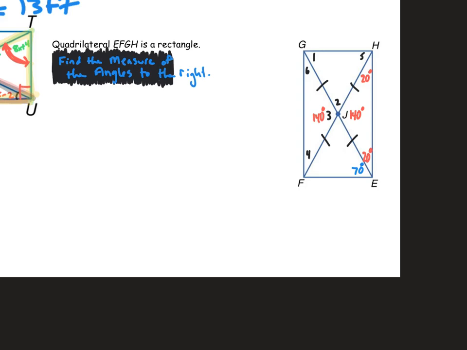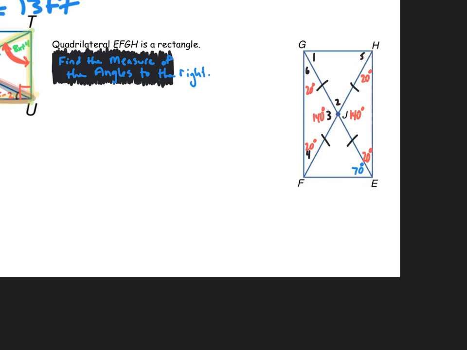And because these two triangles are congruent, these base angles will also be congruent. So that means angle 6 is going to be 20 degrees. And that also means angle 4 is going to be 20 degrees. So I'm going to come back to these triangles right here, triangle JFE and triangle GJH.